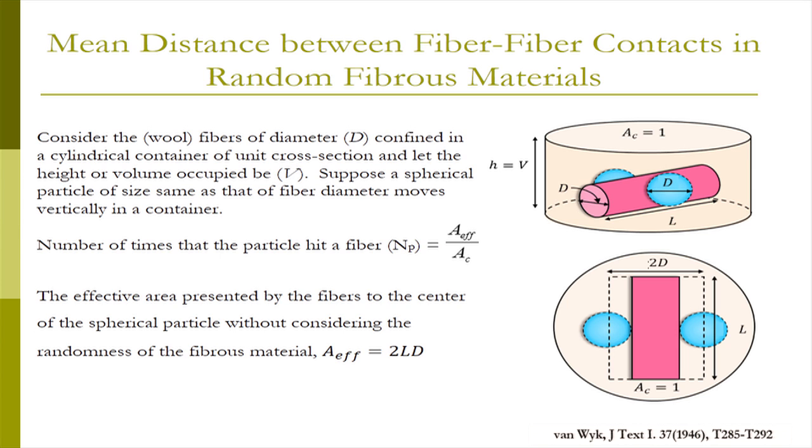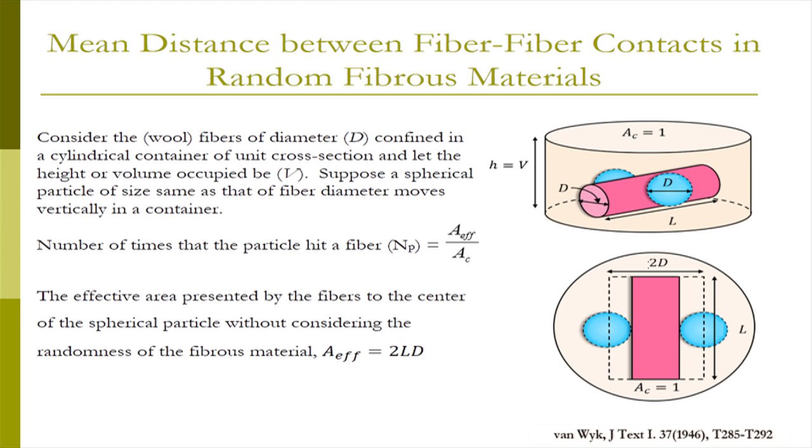Because a collision between a particle of the same diameter as that of the cylindrical fiber will only occur when the center of the particle approaches within a distance d, the diameter, of the fiber axis. So, you can see this distance is d. When a particle comes in this region, then apparently it makes contact with the fiber.